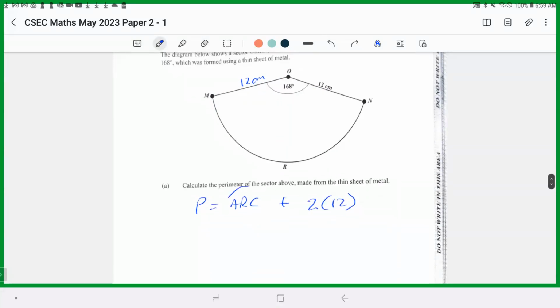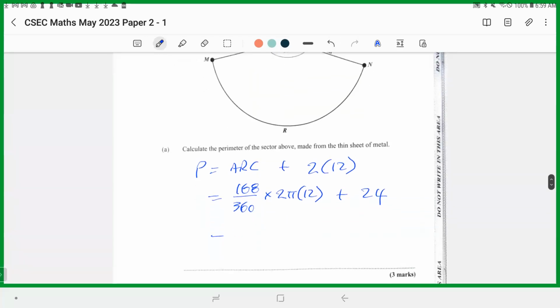What is the formula for the arc? Arc is a fraction of the circumference. What fraction is that? 168 over 360 times the circumference, which is 2 pi r, where r is 12. And then you're adding back this 24, since 2 times 12 is 24. The formula for the length of an arc is a fraction of the circumference, and circumference is 2 pi r. So let's work that out with the calculator.